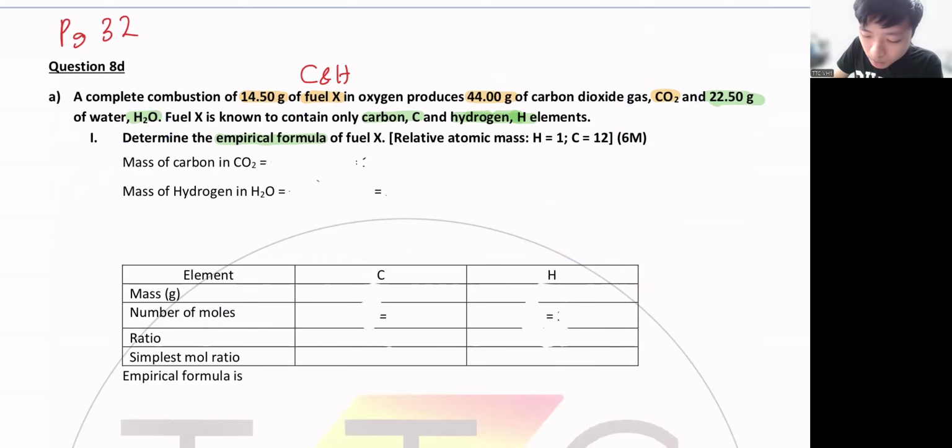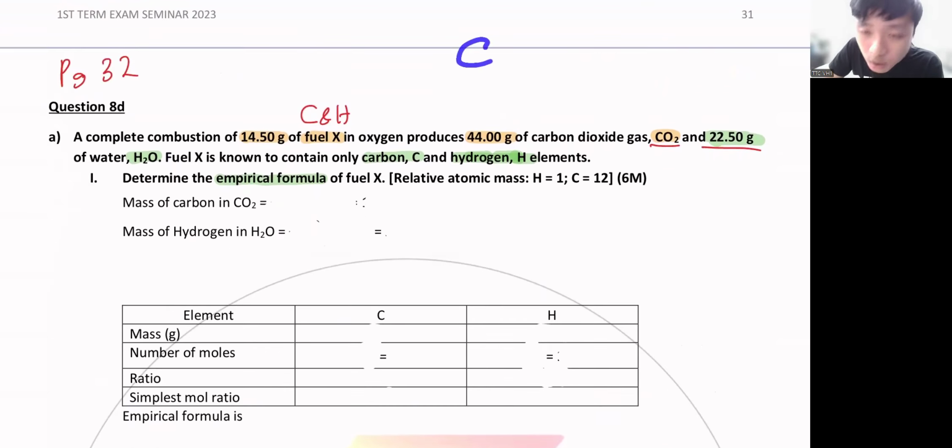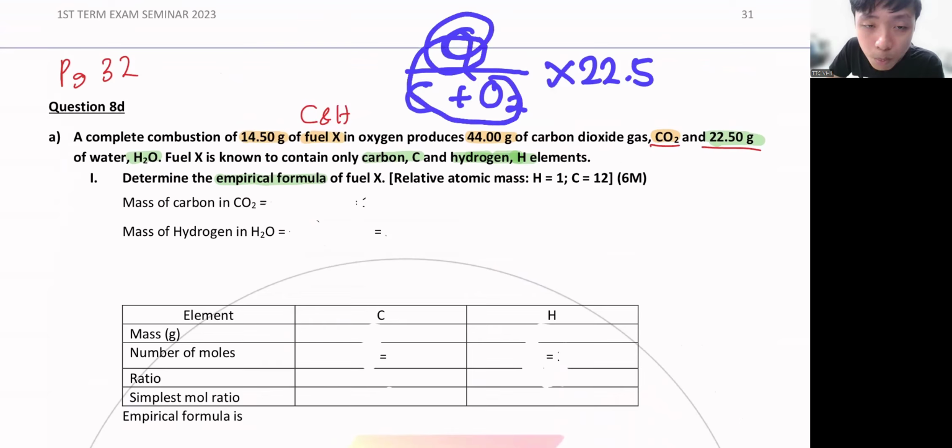So what I do, if you face this type of question, is use this information. You can find the molar mass. Now you want to find carbon. What you want to find you put on top, and the total you put on the bottom. Then you times the mass given, in this part, the part you put the molar mass.